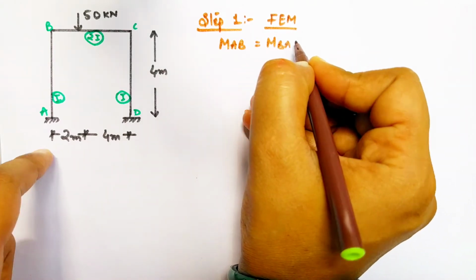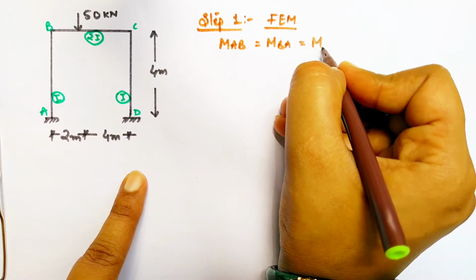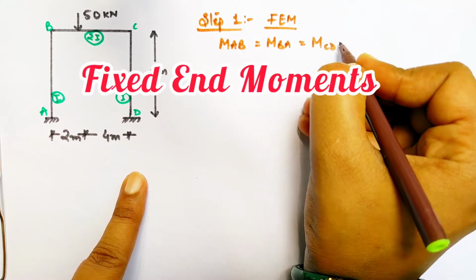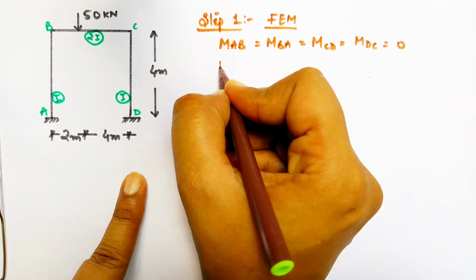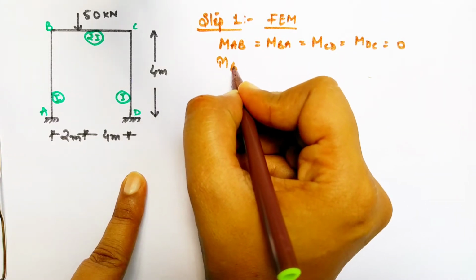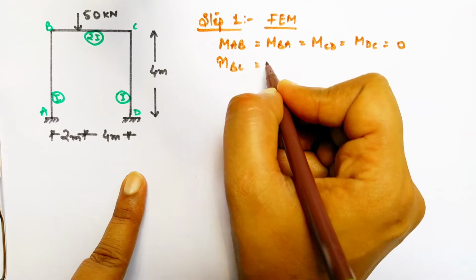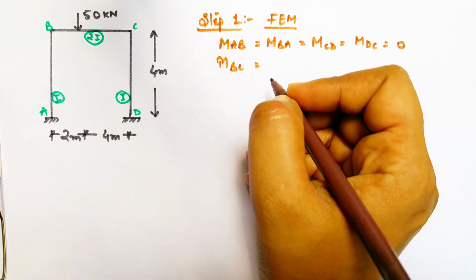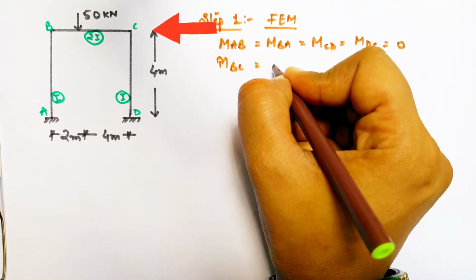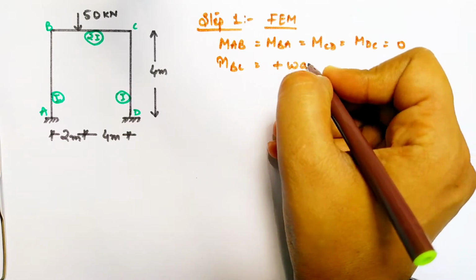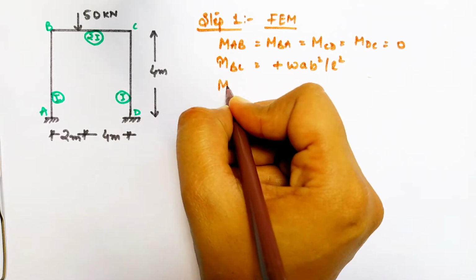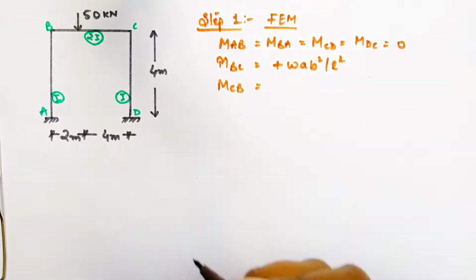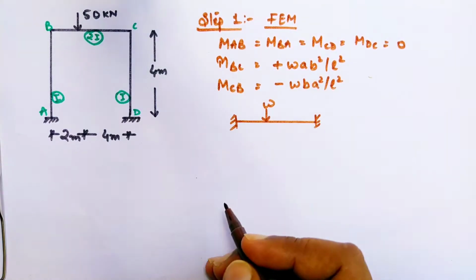So now the first step is your FEM, that is fixed end moment. On the legs there is no loading, so we have the FEM for AB and CD as 0. Now coming on to the BC part, that is the storey part. So we have fixed end moment as MBC. We are using this formula because our loading is not symmetrical.